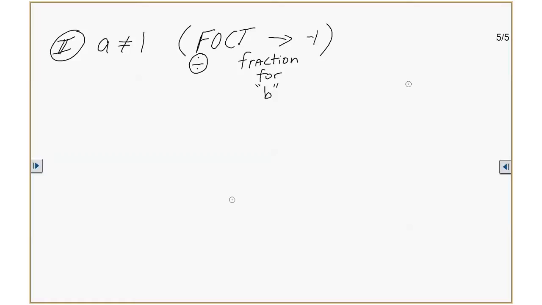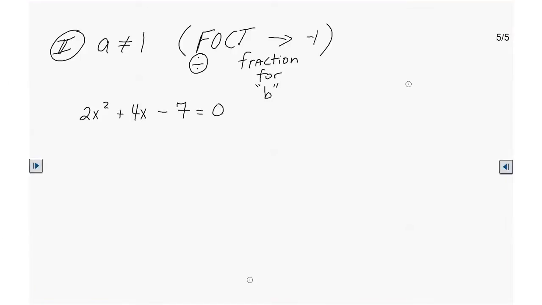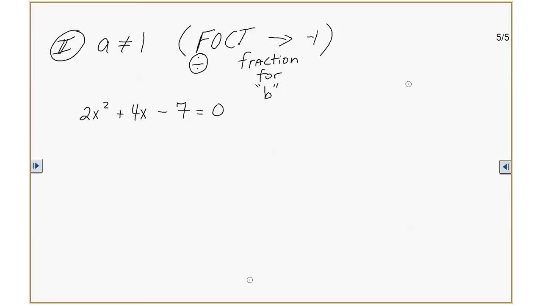I'll start you off real simple, okay? So let's do one. 2x squared plus 4x minus 7 is equal to 0. So it's just like the negative 1, only instead of a negative 1 pulling out, you're going to pull out the 2.